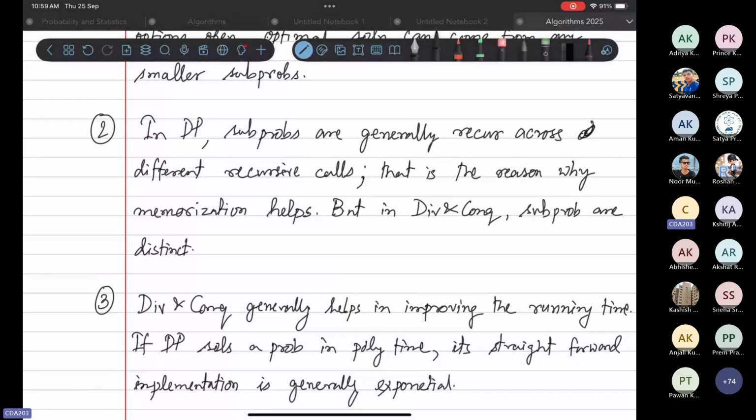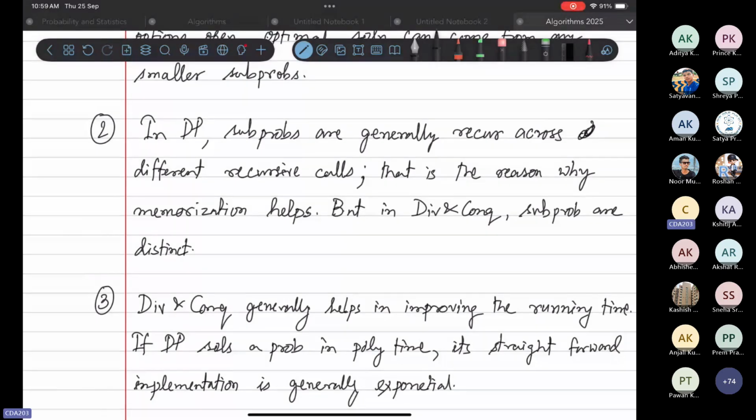So what are the subproblems? Either that element should be in the left part or in the right part. These subproblems are distinct. It's not that it can be in the left part and also in the right part, so that I have to look into that part and also into that part. It's not.